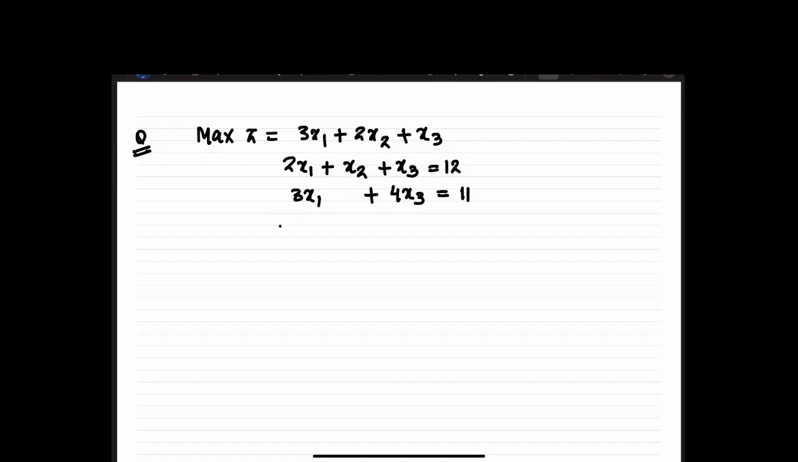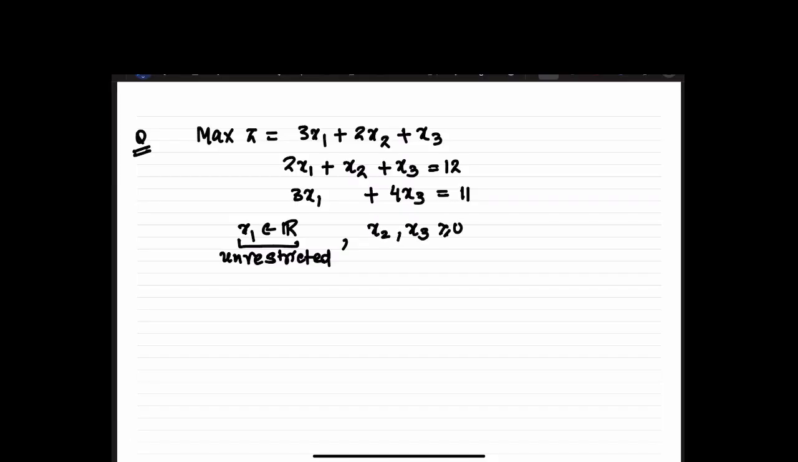The variable is, there's something different given in the variable this time. It says x1 belongs to R, that is, it is unrestricted in sign. x2 and x3 are non-negative.